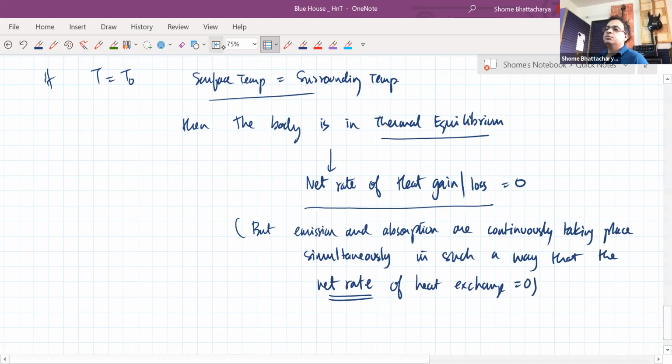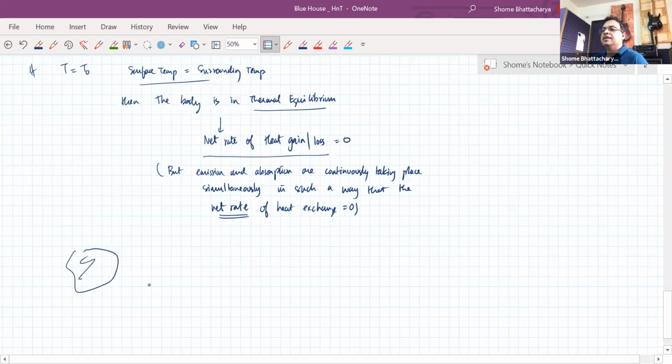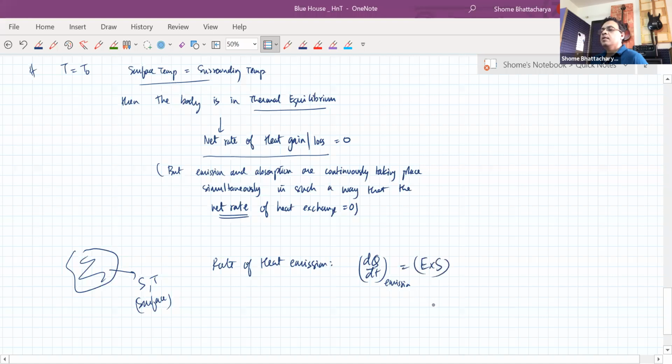Okay, so how is that possible? Let's understand. If we have a surface of surface area S and temperature T, what is the rate of heat emission? dQ by dt emission should be equal to the emissive power multiplied by surface area, because emissive power was heat radiated per unit time per unit area. So it should be E sigma into surface area into T raised to power 4. And if it is in a surrounding of temperature T naught, what is the rate at which it is absorbing?